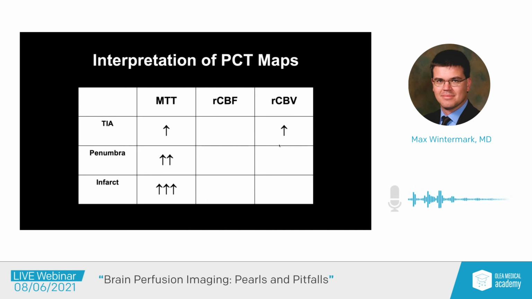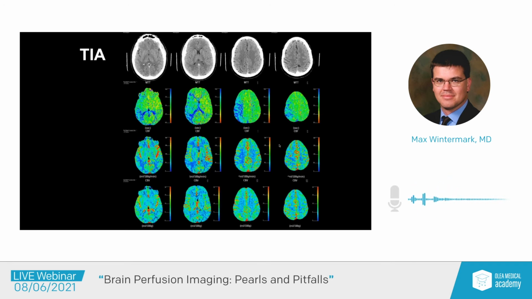If those autoregulation mechanisms work well, if the CBV increases in the same proportion as the MTT or the Tmax, the CBF is going to be maintained, because the CBF is nothing but the CBV divided by the MTT. So if both the numerator and the denominator increase in the same proportion, the CBF is going to be maintained. That's typically what you see in a patient who has a TIA.